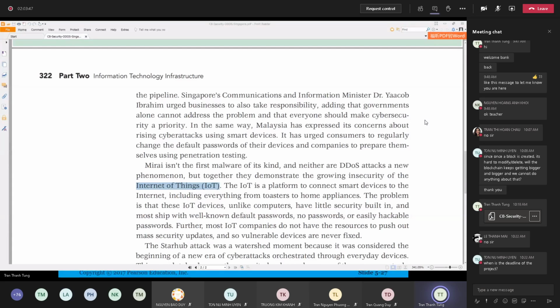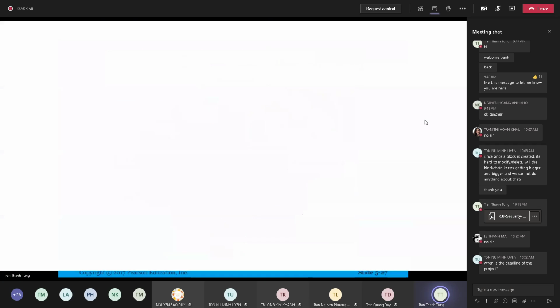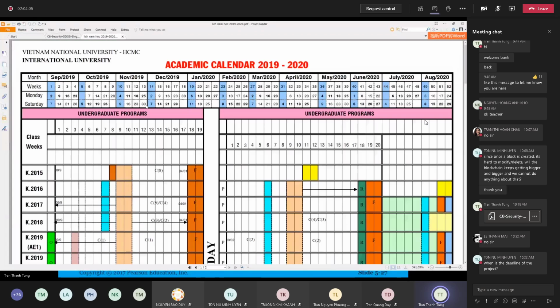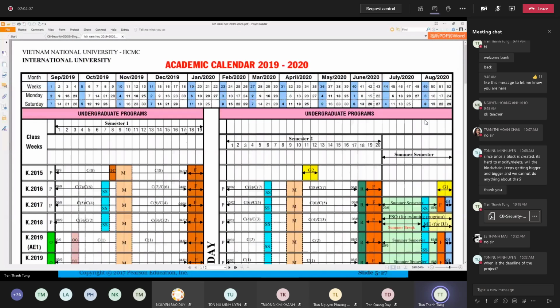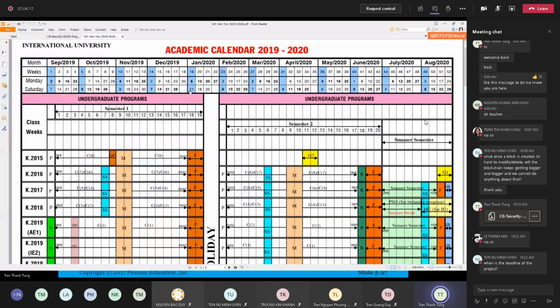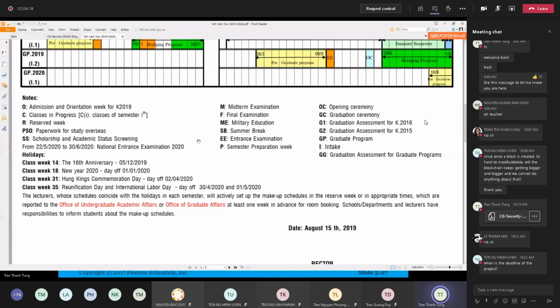The deadline for the projects will be the week before the final exam. We have the schedule for the final exam. I think the final exam is somewhere here.